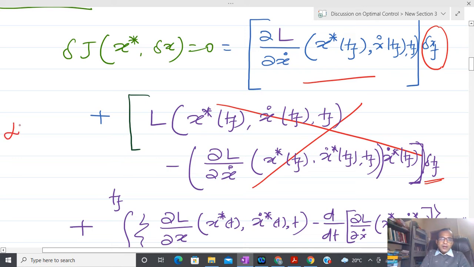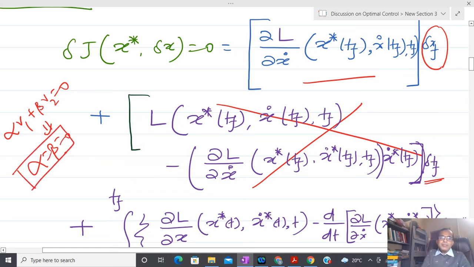Alpha v1 plus beta v2. Alpha and beta are some kind of scalars you can assume. If v1 and v2 are linearly independent, it means that alpha v1 plus beta v2 equal to 0 implies alpha equal to beta equal to 0. That is the meaning of linearly independent.